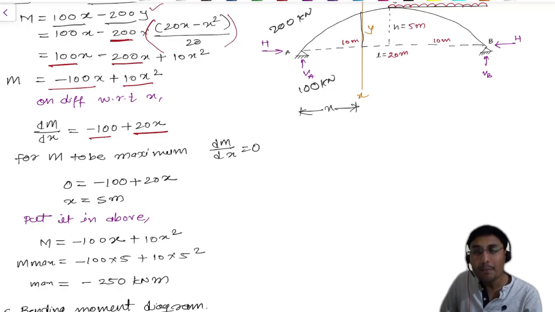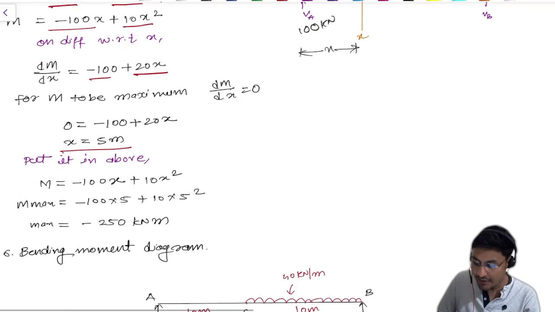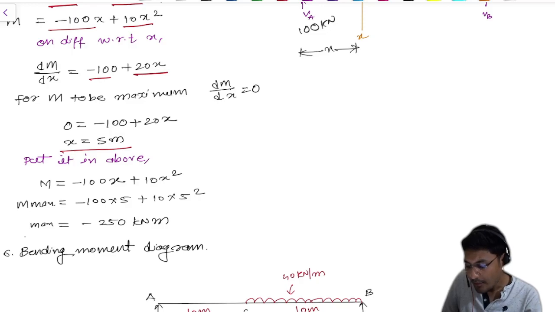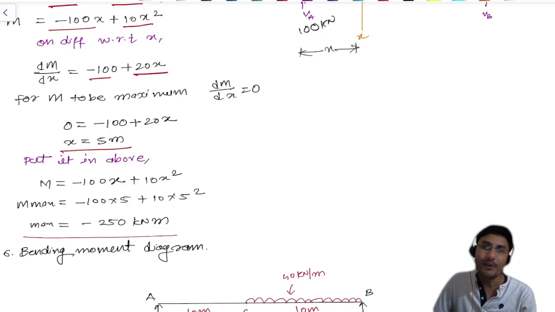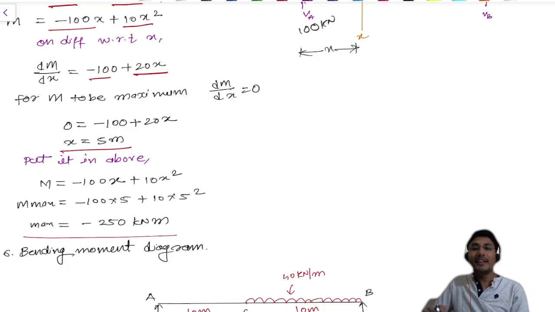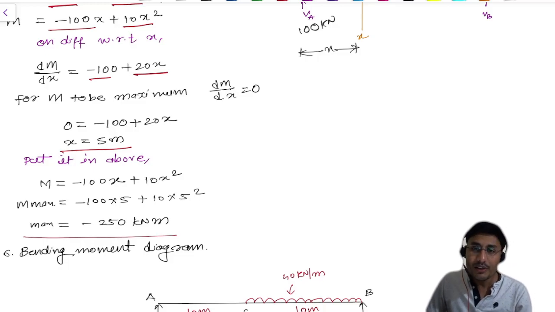So what will happen is we get the value of x equals 5 meter. Now when we get x equals 5, let's put it into this equation. So we will get the value of the moment as minus 250 kilonewton meter. We got it? Now once we are okay with this, we need to do the diagram calculation.